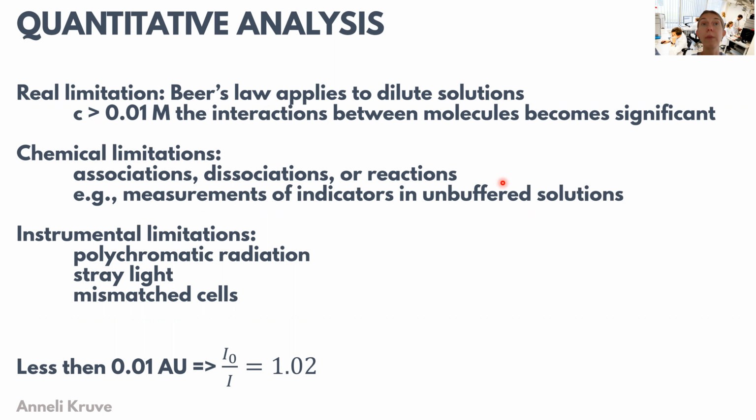There are also instrumental limitations. For example, Lambert-Beer law actually applies for monochromatic light. So this is light with one very narrow wavelength. Also, stray light can cause deviations from linearity, as well as if the measurement cuvettes are not matched.